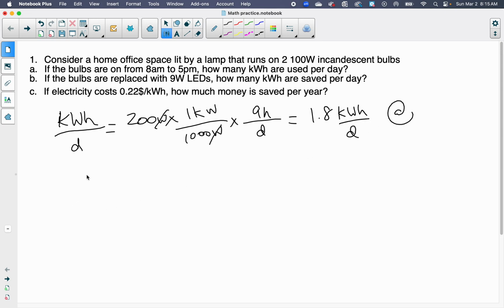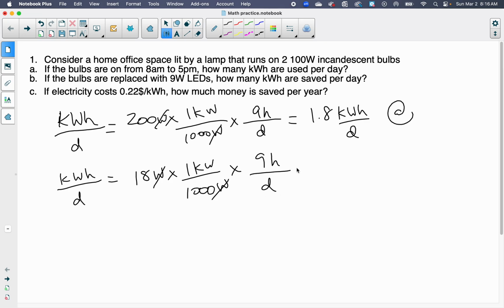And then for part B, I want to do the same stuff, but I am switching out what kind of bulbs I have. So there are two 9-watt bulbs, so that is 2 times 9 is 18 watts. All staying on for 9 hours. That's a much smaller number, 0.16 kilowatt hours per day.